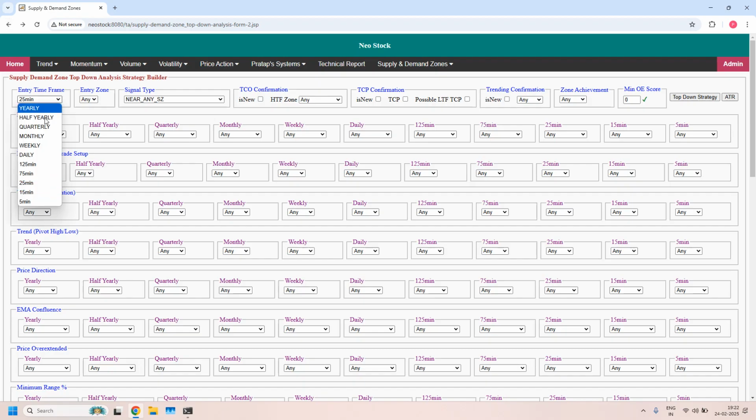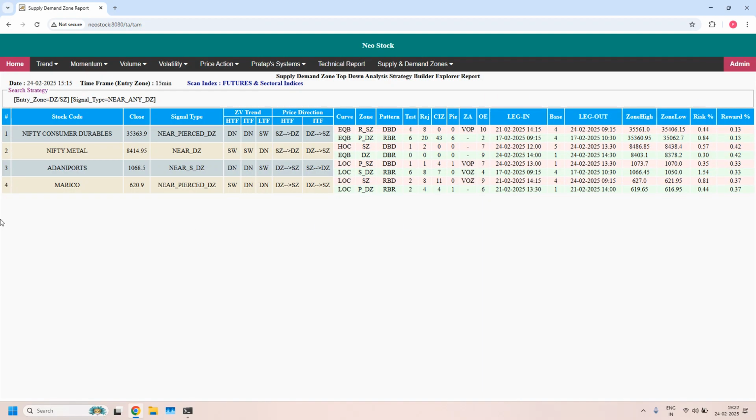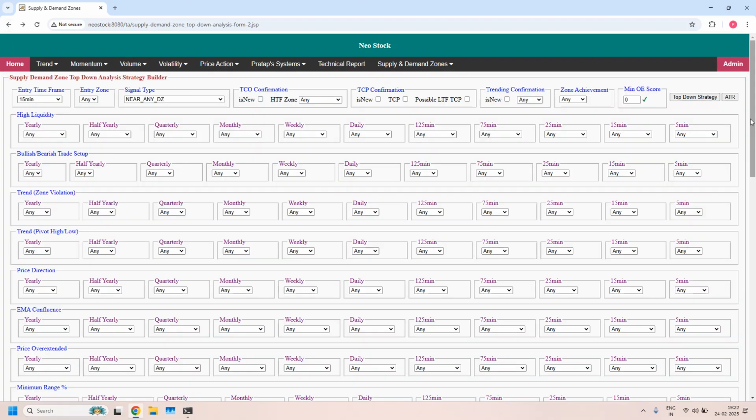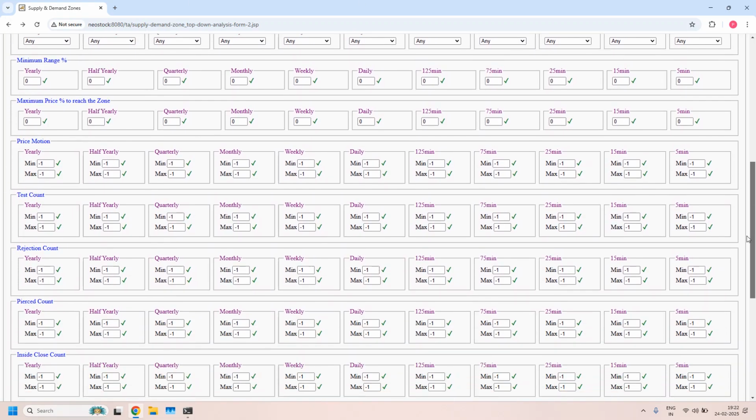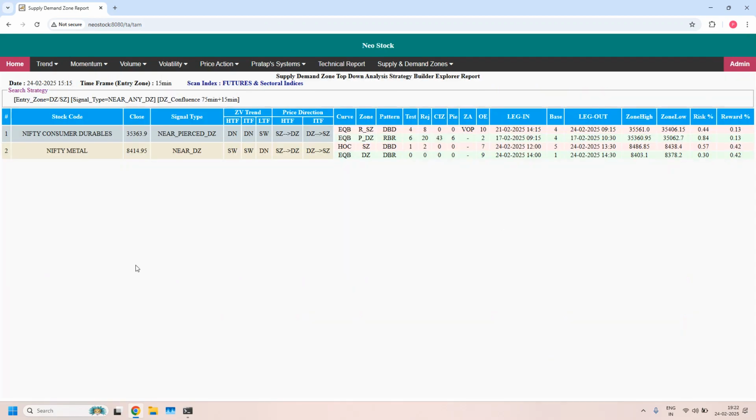Next time frame is 15 minutes. Stocks near 15 minutes demand zone, we got 4 stocks. Out of these 4, how many are having ITF demand zone confluence? Let us verify. That is 5 minutes demand zone with 15 minutes demand zone with 75 minutes demand zone confluence, LTF, ITF demand zone confluence. We got 2 stocks, and the first one is a pierced zone.